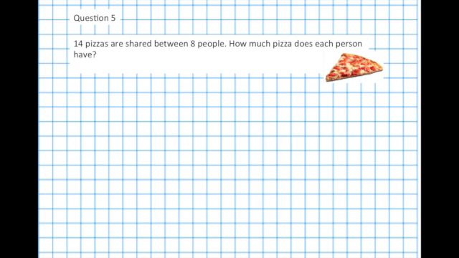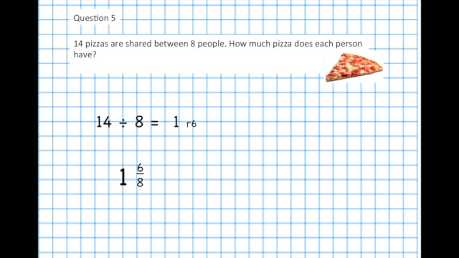Last question. 14 pizzas are shared between 8 people. How much pizza does each person have? Well, we're sharing, so we're going to do a division, and we're going to divide 14 by 8, which gives us 1, remainder 6. But we're sharing by 8, so the remainder is 6/8.